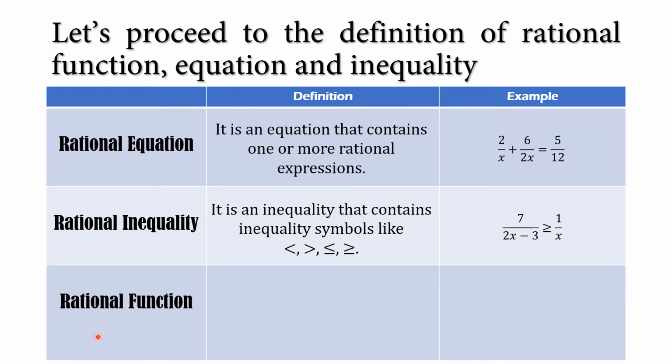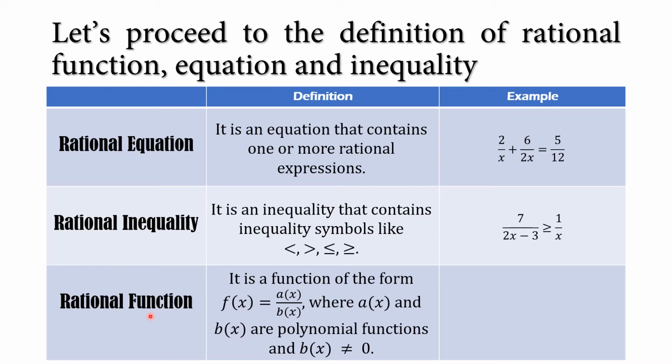Last, let's proceed to rational function. Okay, it is a function of the form f of x equals a of x all over b of x. Okay, we can say that it's a rational function if you can see the symbol f of x and then the equal sign. Then after the equal sign, you can see a rational expression.